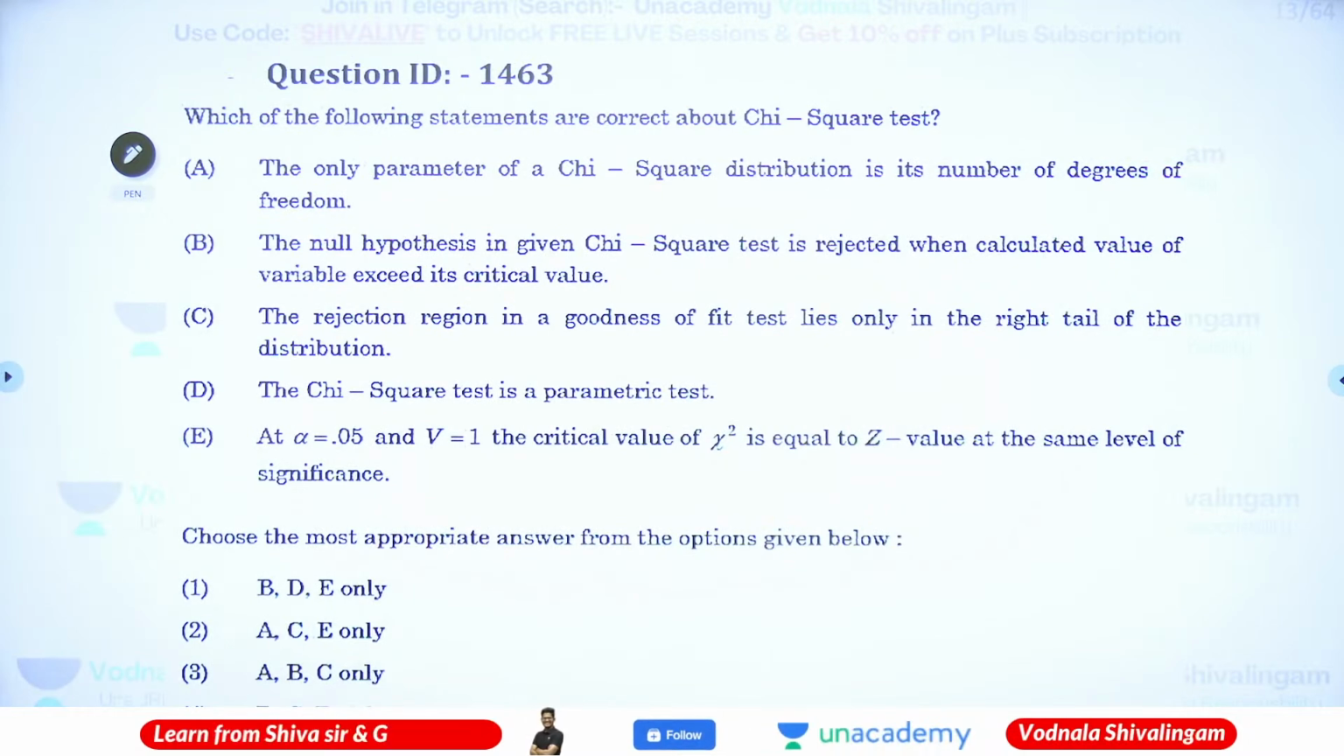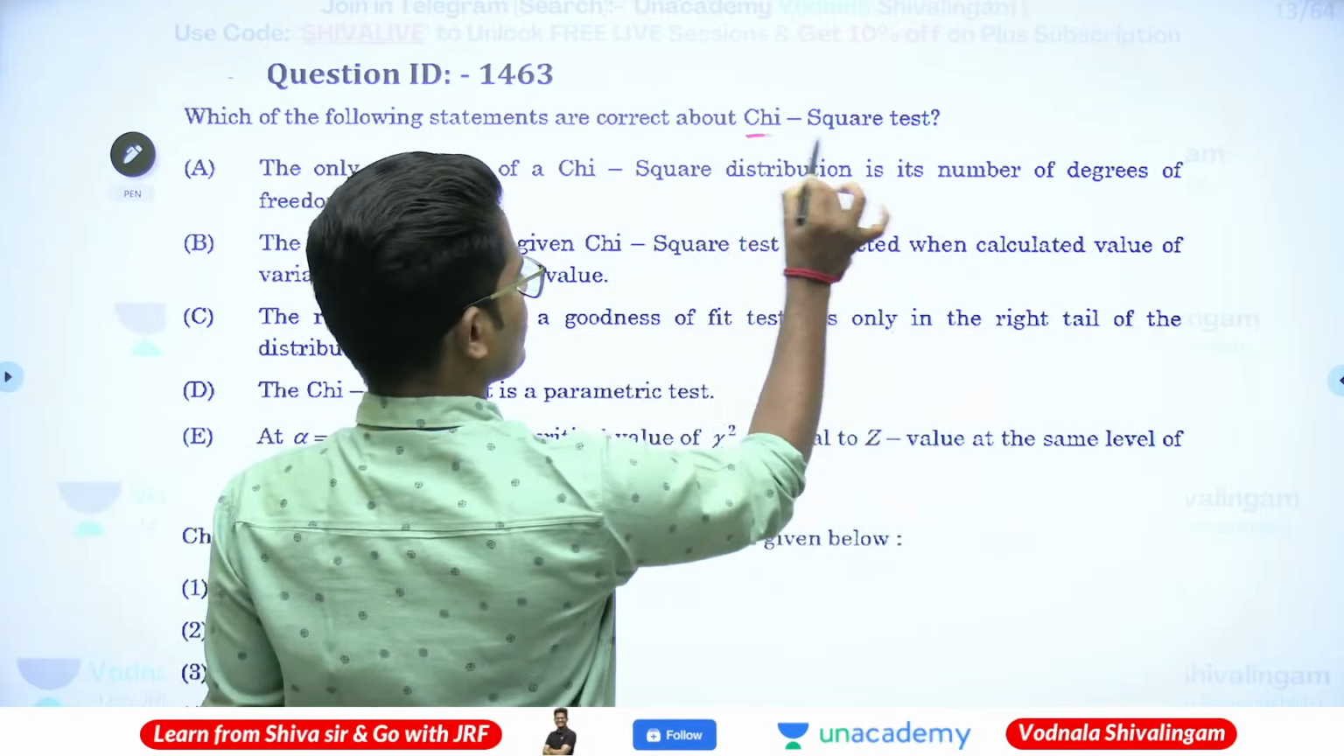Next, which of the following statements are correct about the chi-square test?